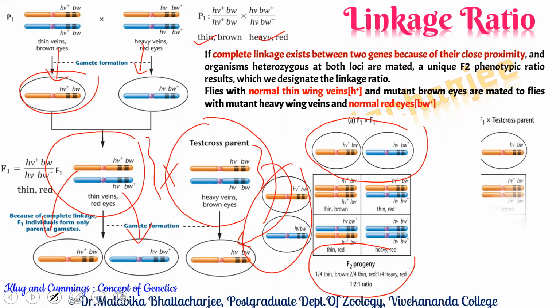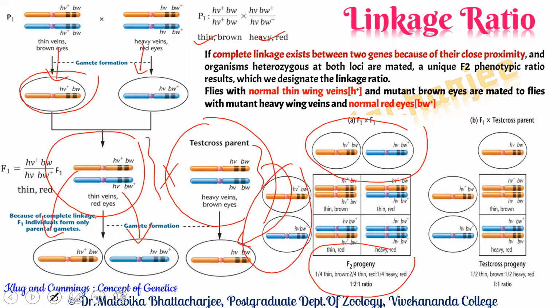If we see another cross where the F1 is test crossed with a parent, you can see that we are obtaining only two kinds of progeny. The ratio is 1:1, thin brown and heavy red. As you can see, these two progenies are only the parental progeny. There is no recombinant progeny obtained in such a case. So this is a typical example of what happens when linked genes are crossed.